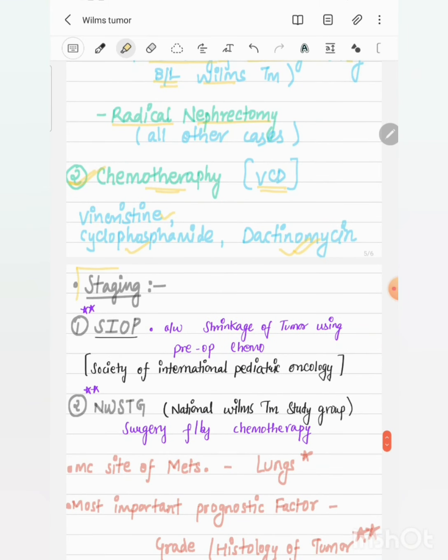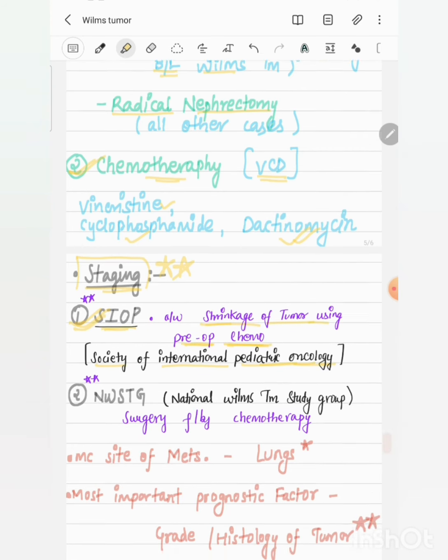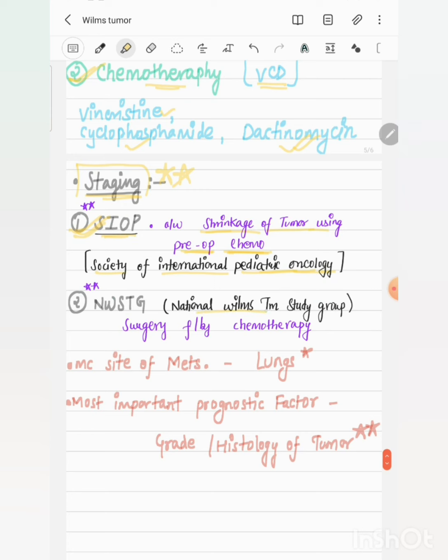Describing the staging more here, and this is very important for exams also. This SIOP staging is very important. SIOP stands for Society of International Pediatric Oncology, in which there is shrinkage of the tumor using pre-operative chemotherapy, while in the National Wilms Tumor Study Group, surgery is done which is followed by chemotherapy.